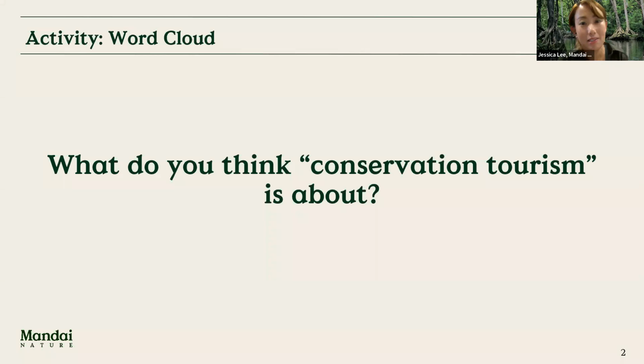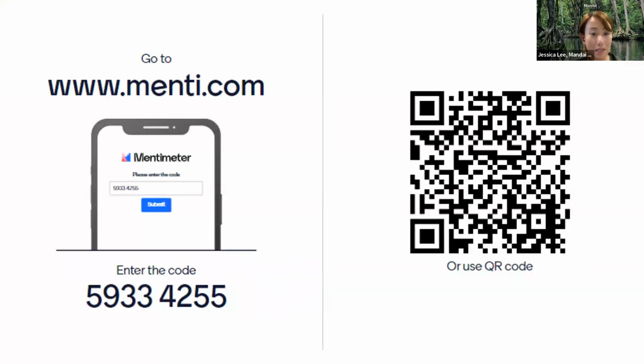Before we start, I thought it would be great if we warm ourselves up with a little activity. This activity is to generate a word cloud. The question that I hope to ask you today is: what do you think conservation tourism is about, and what does it mean to you? This is the Mentimeter with the QR code that you can use to scan in and populate a word cloud. The link will also be available in the chat for you to connect.